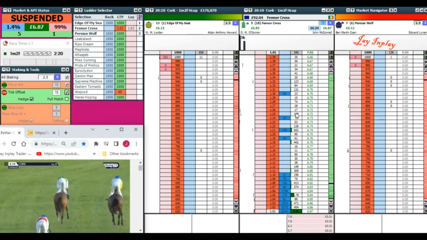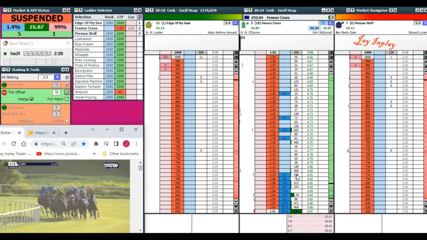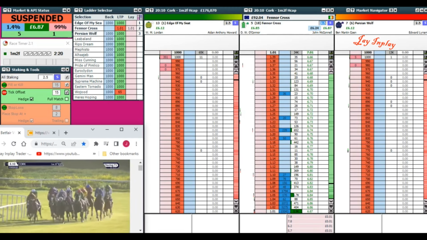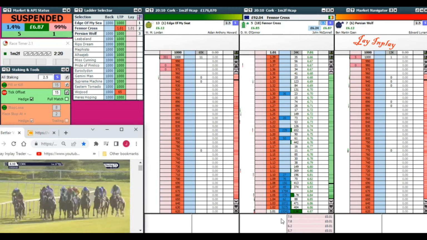I had problems. I cocked that trade up totally. But we got away with it. And why did we get away with it? Because we've got the Racetimer to guide us.